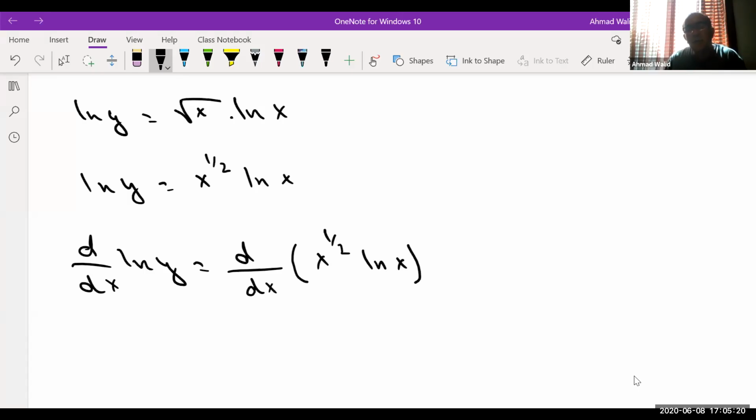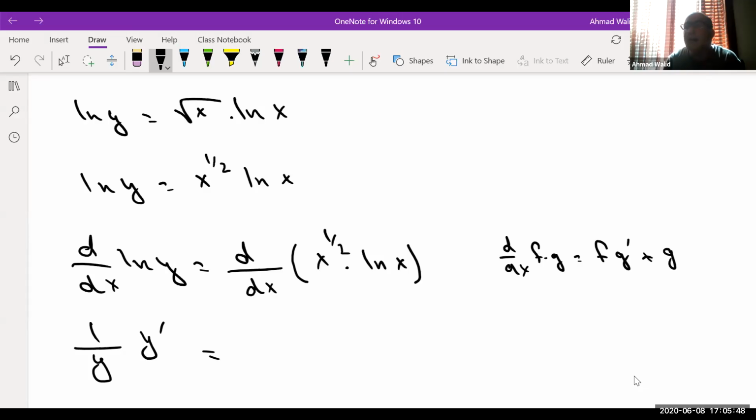d dx of ln y gives you 1 over y times y prime, or dy dx, equals, here I shouldn't explain to you at this time. By looking at this in calculus 2, you know that you have to apply the product rule. It's a product rule, correct? x to the power of 1/2 ln x. Your product rule was d over dx of f times g equals f g prime plus g f prime, correct?